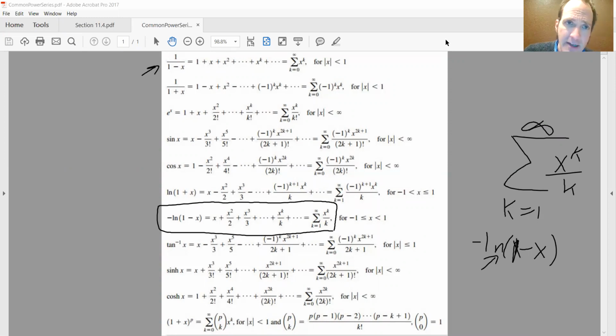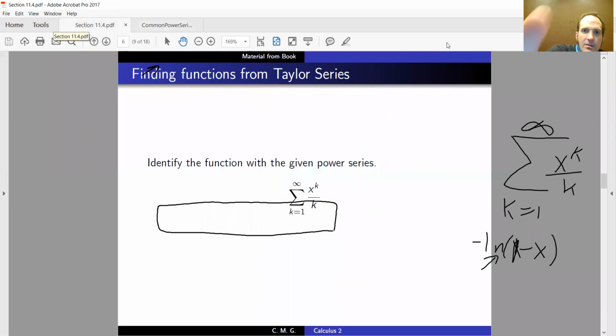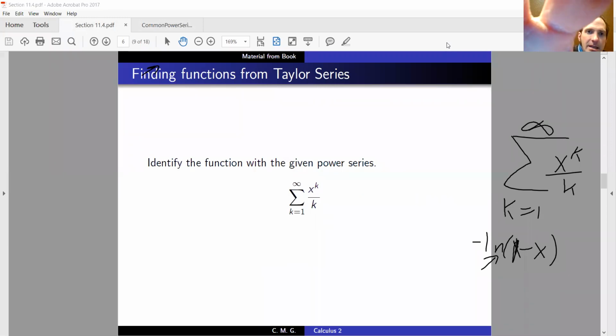Integrating each of these terms gives me x squared over 2, x cubed over 3, x to the 4th over 4, and so on. And so that's how I get from one to the other. Okay. And now I go back over here and I say, hey, look at that. I found exactly what it needed to be. So this expression is just negative natural log of 1 minus x.